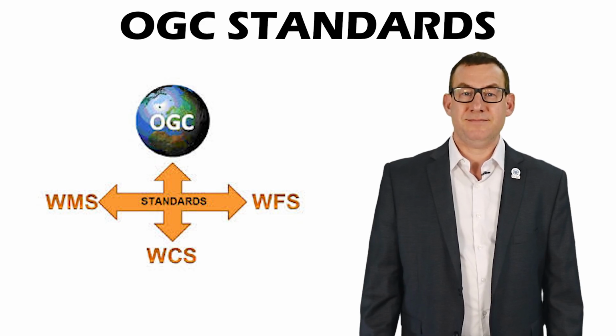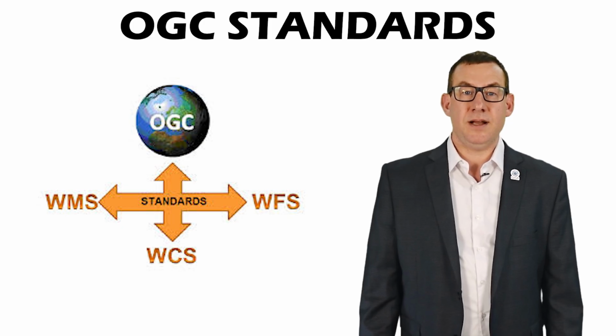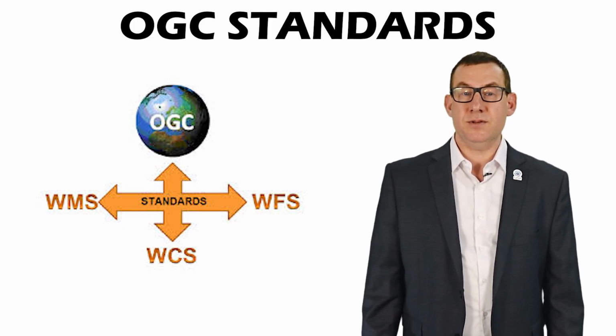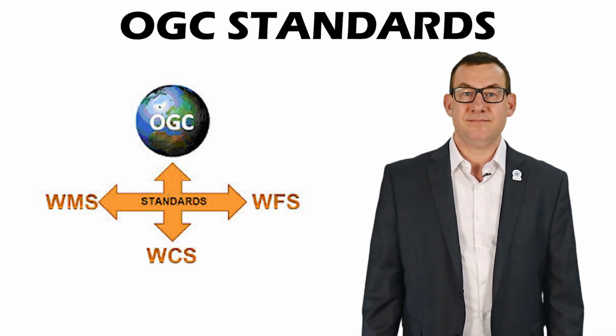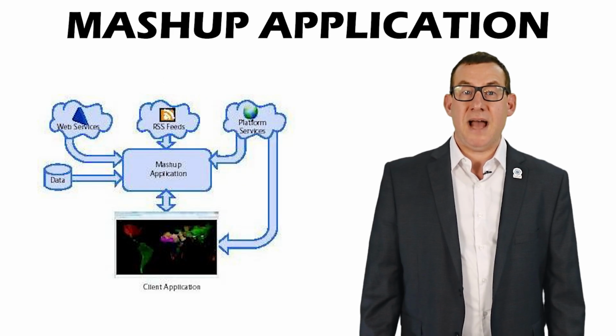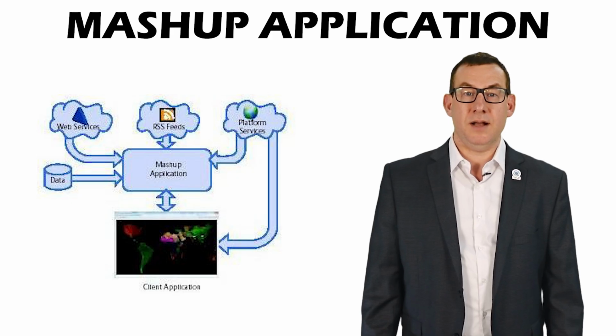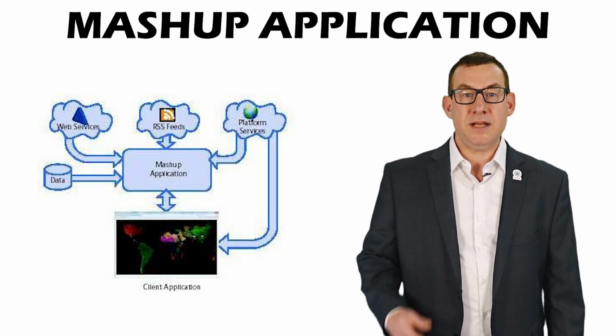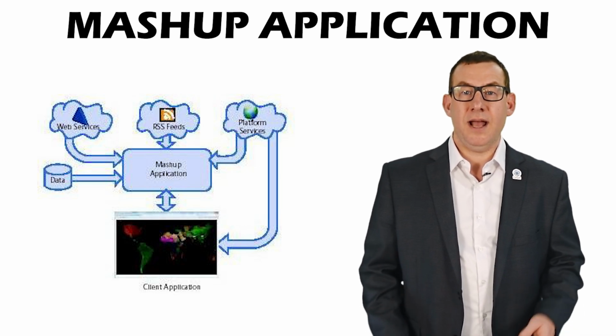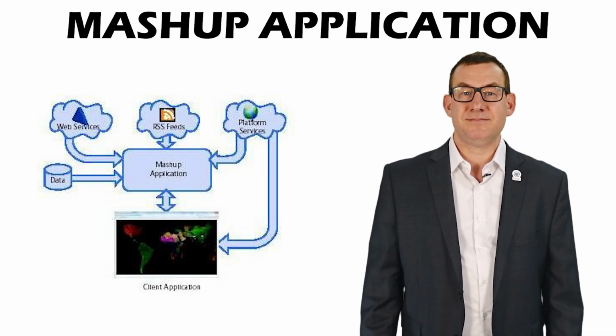OGC standards. OGC standards ensure that distributed GIS components communicate using standard formats for geospatial data and services. Mashups. A mashup is a web application that combines multiple distributed services. For example, a base map, weather data, and live traffic feeds.